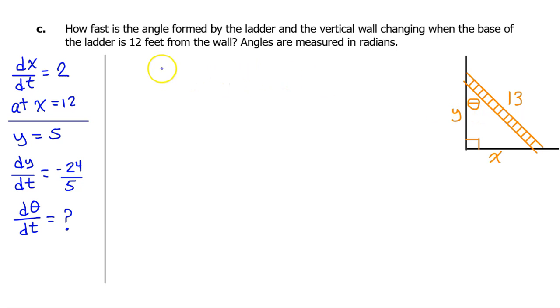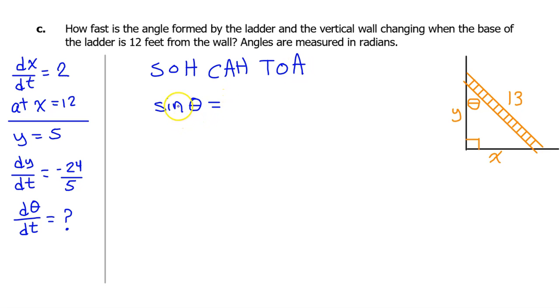I don't know if they teach this still, but back when I taught geometry, we used to say SOHCAHTOA sometimes. We just said it all together like that to help us remember that sine equals opposite over hypotenuse, cosine is adjacent over hypotenuse, and tangent is opposite over adjacent. So you need one of these three relationships.